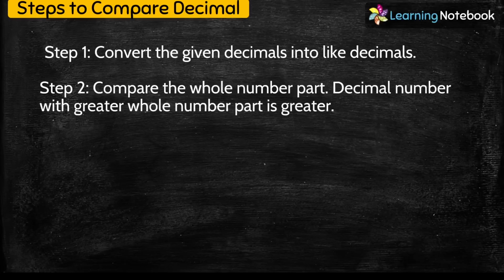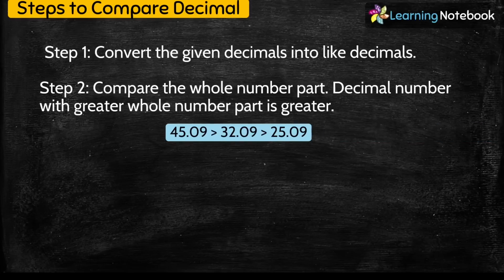Step 2 is compare the whole number part. Decimal number with greater whole number part is greater. For example, 45.09 is greater than 32.09, which is greater than 25.09.